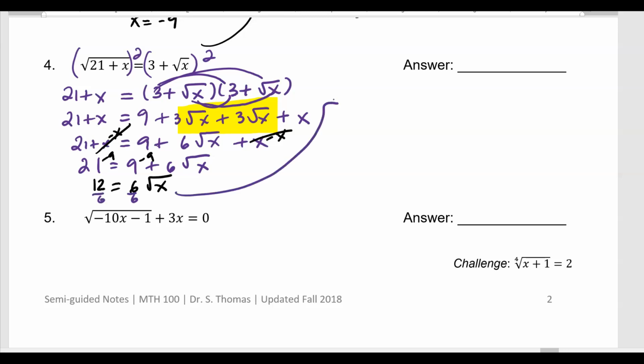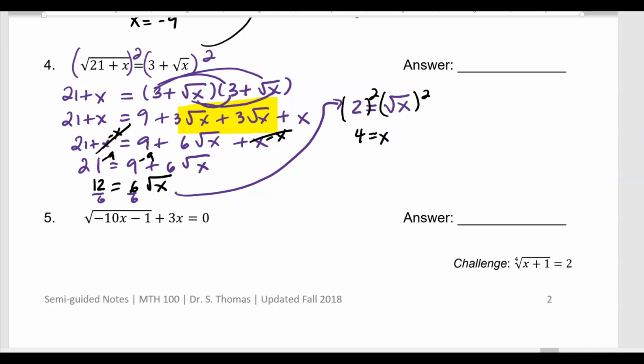So now we're going to have 2 on the left side because 12 divided by 6 is 2. And you're going to have the square root of x on the right side. We still have to solve for x. We isolated our radical. So now we're going to need to square both sides to get rid of that radical. So we have 4 equals x.